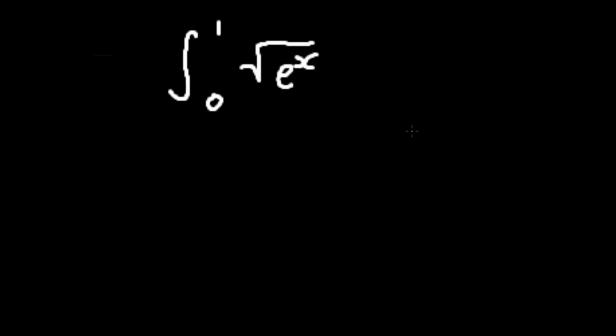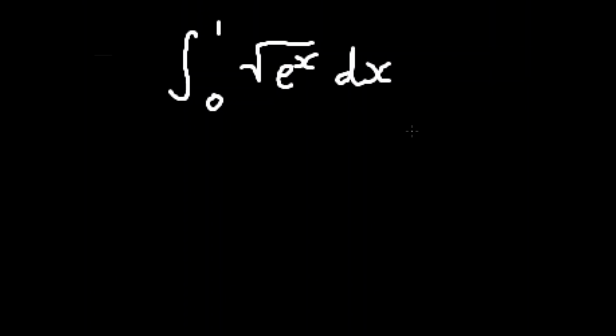We are trying to find the integral from 0 to 1 of this weird looking function here, right? That's so strange. That looks really strange. So what we can do here is, let's simplify this.